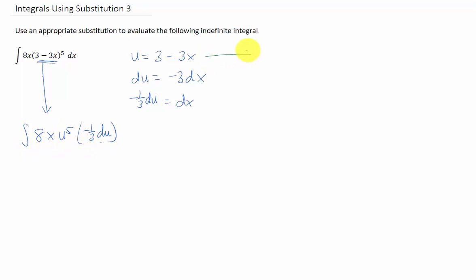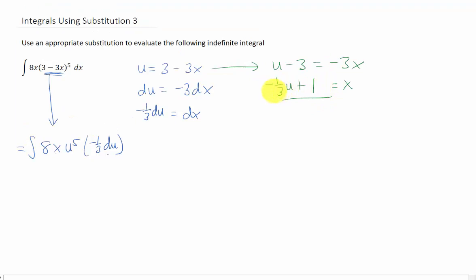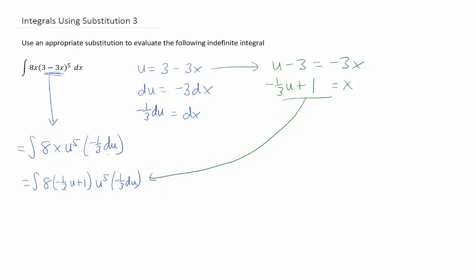Well, fortunately we have this formula right here that we can solve for x. If I subtract 3 from both sides and divide both sides by negative 3, I get that x is negative 1/3 u plus 1. So if I take this x equals negative 1/3 u plus 1 and I plug it into that integral for x, we have this new integral here, and it doesn't mix variables. It's all u's, which is a good thing as long as we can integrate it.